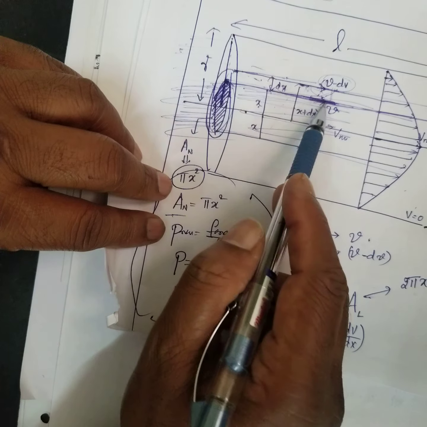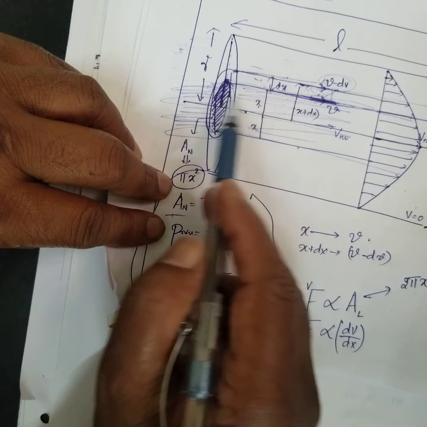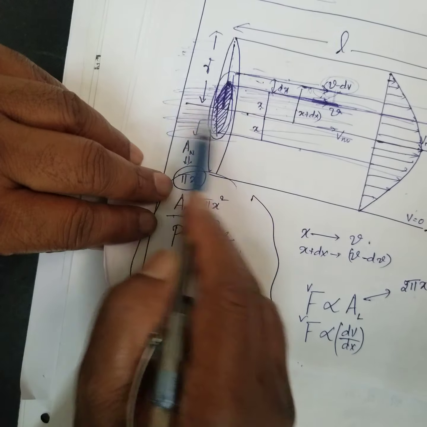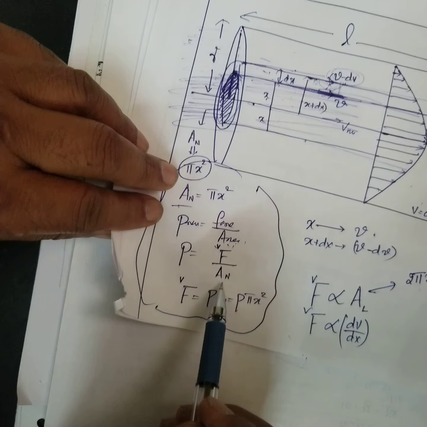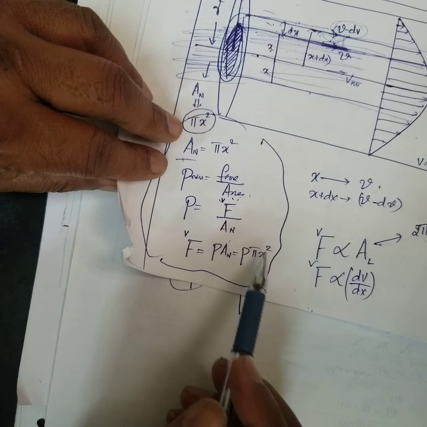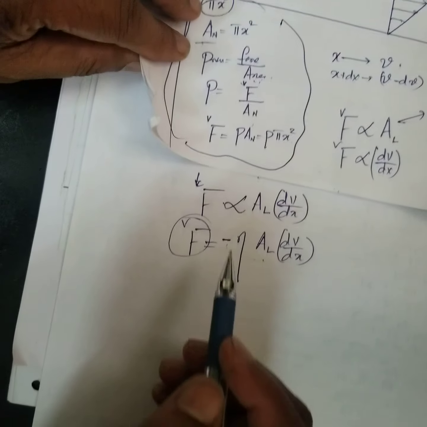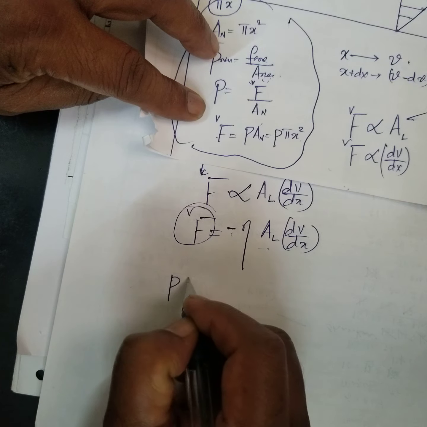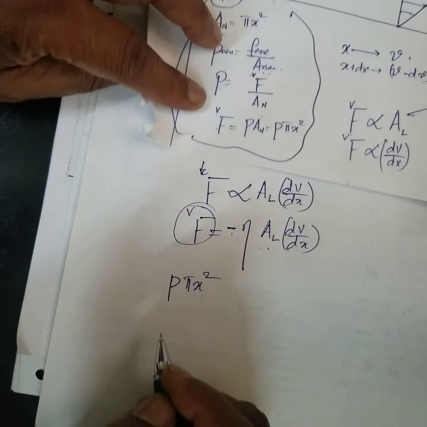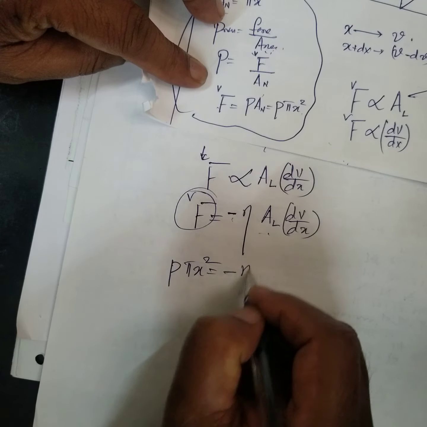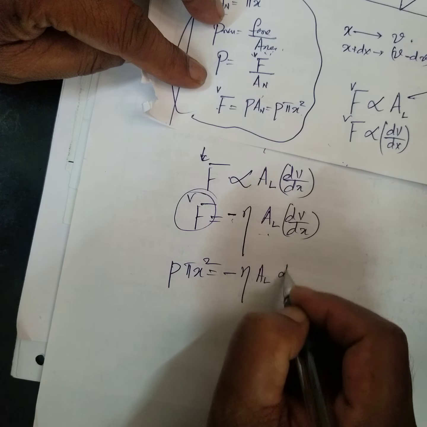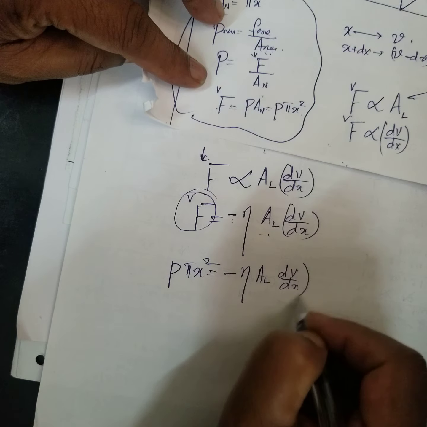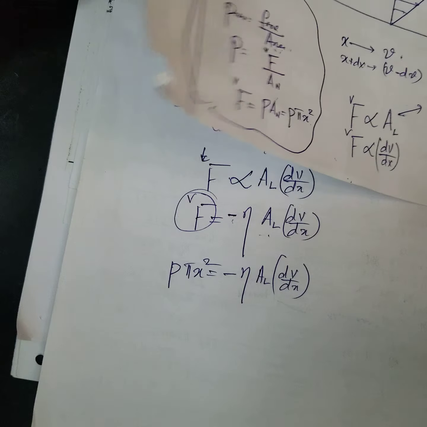But don't take this area. Pressure is not acting here; pressure acts normally here. That area only you have to take. The area is the normal area, which is pi x square. Therefore, substitute this here. P pi x square is equal to minus eta A L dV by dx. Now, after this it is a differential equation. That's all.